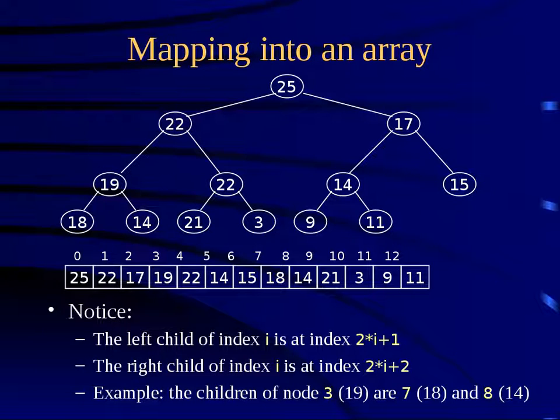Want to give us an example? Yeah. The children of node 3, so that's the 19, are 7 and 8, which are 18 and 14.